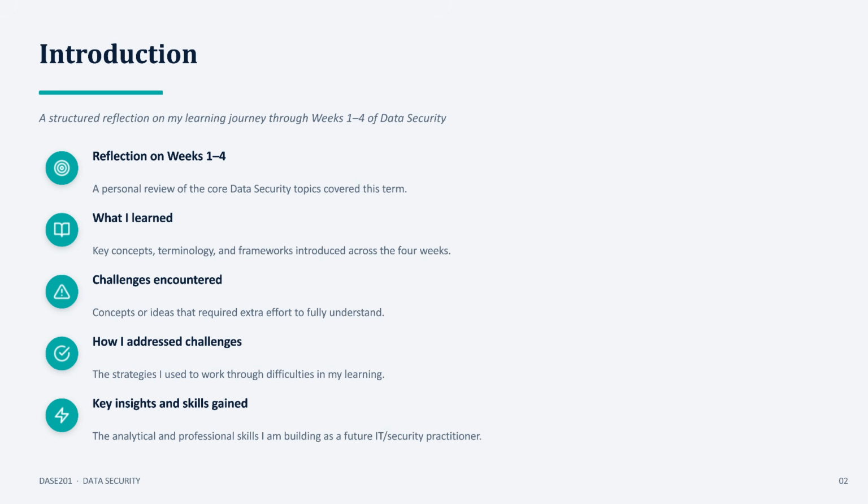Before I talk about each week, I want to explain how I have organized my reflection. For each week, I'll talk about four main things. First, what I learned. Second, what I found difficult or challenging. Third, what I did to understand the topic better. And finally, what I learned from the experience.